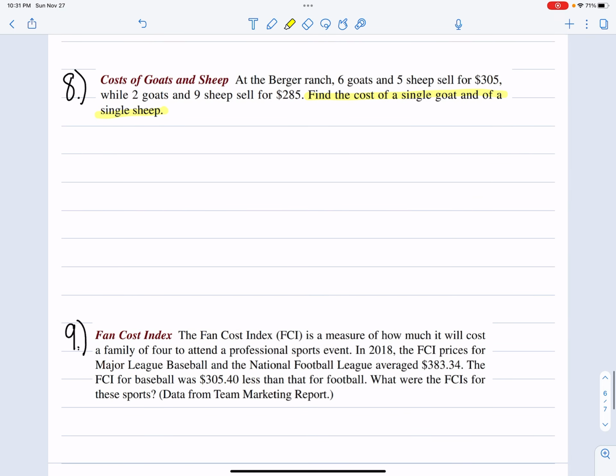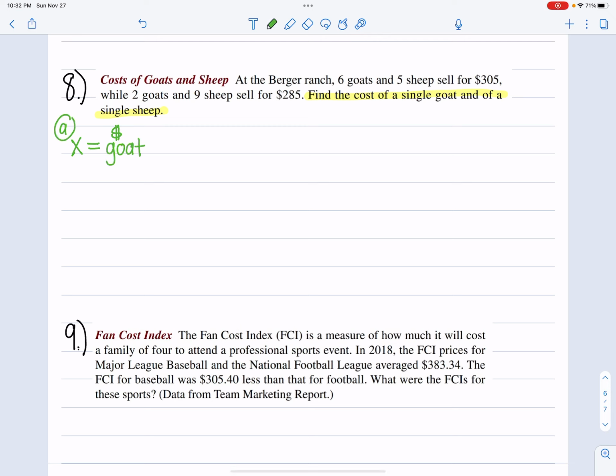We're talking about the cost of a goat and the cost of a sheep. That's what we're dealing with here. I don't care which one you make what. Here, let's go. X is going to be the cost, and I use a money sign, of the goat first, sorry. That's what I'm going to do.